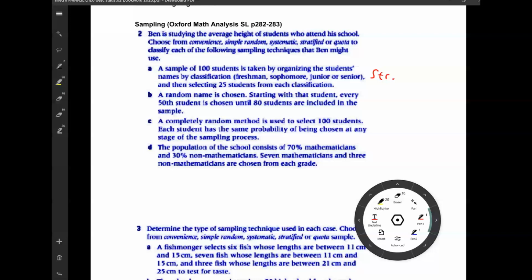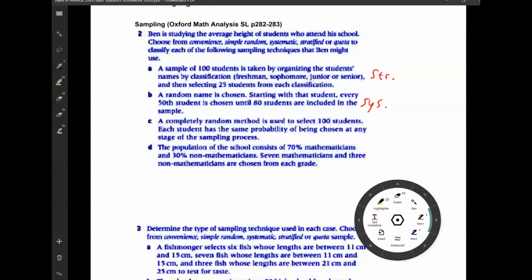B, a random name is chosen. Starting with that student, every 50th student is chosen until 80 students are included in the sample. Okay, so this is basically a random selection, except you have a very specific procedure, which is that you choose every 50th name. So that would be systematic. So anytime you have a procedure like this, it's systematic sampling.